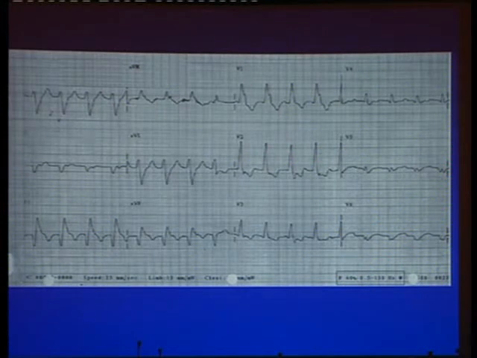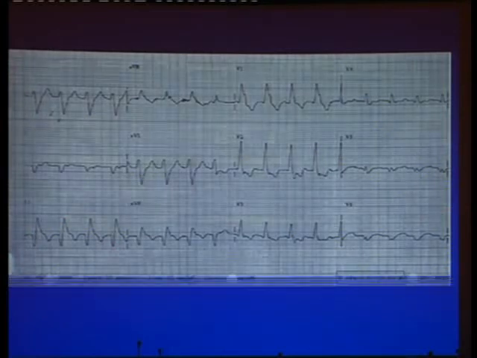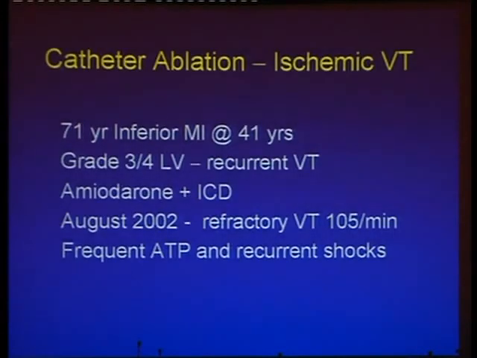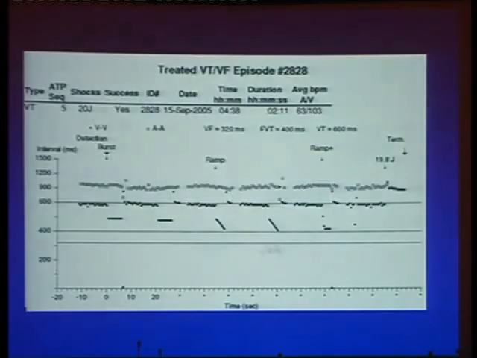Here's a third sort of presentation that we talked about, the sort of very slow ventricular tachycardia that we see more and more often now in people who are on amiodarone, beta blockers and defibrillators. So this is the kind of thing, but very symptomatic. This is a 71-year-old man, had an infarct at the age of 41, sort of an old inferior infarct, refractory recurrent ventricular tachycardia at 105 per minute, frequent ATPs, recurrent shocks.